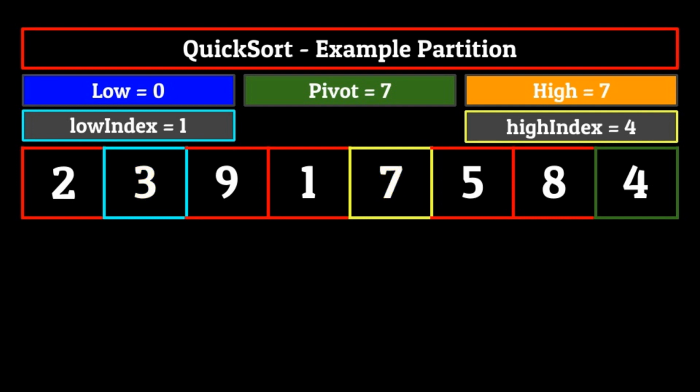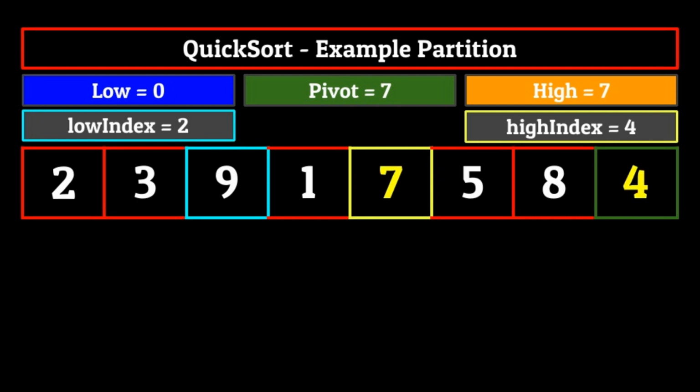Now we simply repeat this process again. We go all the way back to the low loop and start comparing elements. Since the element at the low index, 3, is less than the pivot element, we increase the low index to 2, and get lucky, since the element contained there, 9, is greater than the pivot element. We can now exit the low loop and move on to the high loop.